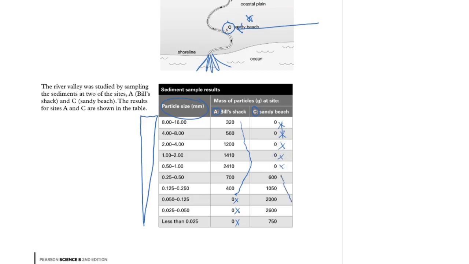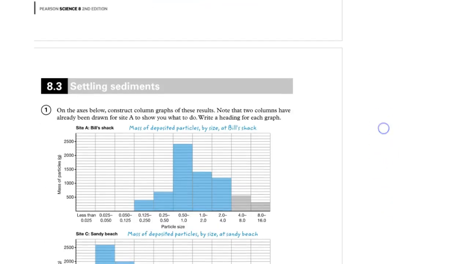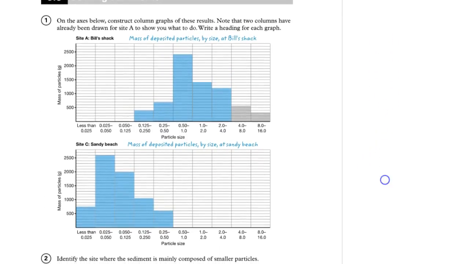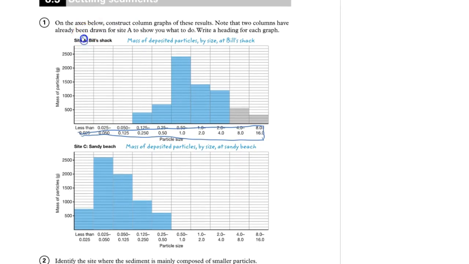However, it does have a gradient of small rocks deposited there. So on your graphs, you should see this sort of trend as you put out that data, and this is what it should look like. Here you go. So as you can see, down here is the small rocks up to the big rocks. So if I draw an arrow here to indicate size, that helps you get your head around that. So small to big. At Bill Shack, we have only the bigger rocks, and at Sandy Beach, we have only the smaller rocks.